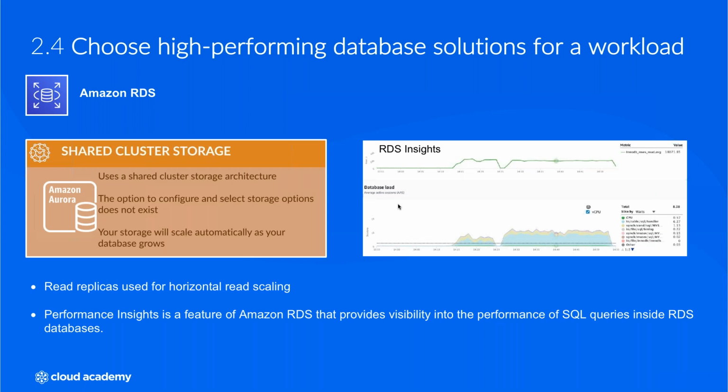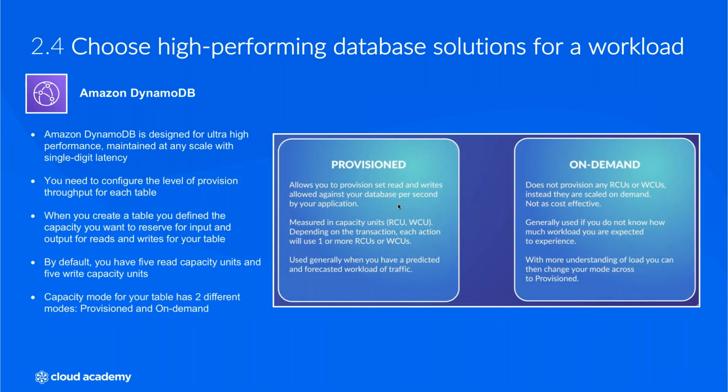Excellent, thanks for that, Stephen. So moving on to Amazon DynamoDB. This is designed for ultra high performance, which can be maintained at pretty much any scale with single digit latency. When it comes to performance features of DynamoDB, you can configure the throughput of your tables using defined capacity, measured in capacity units, either RCU for read capacity units or WCU for write capacity units.